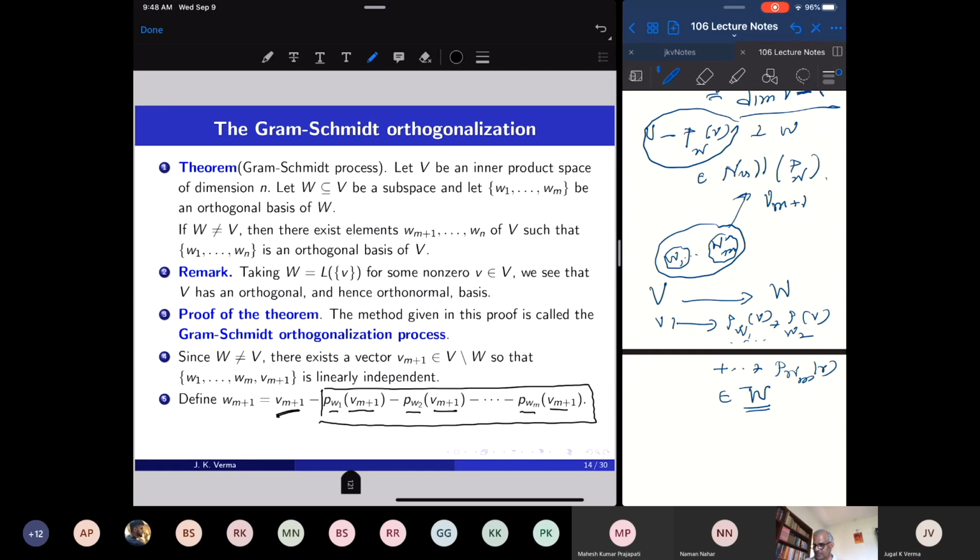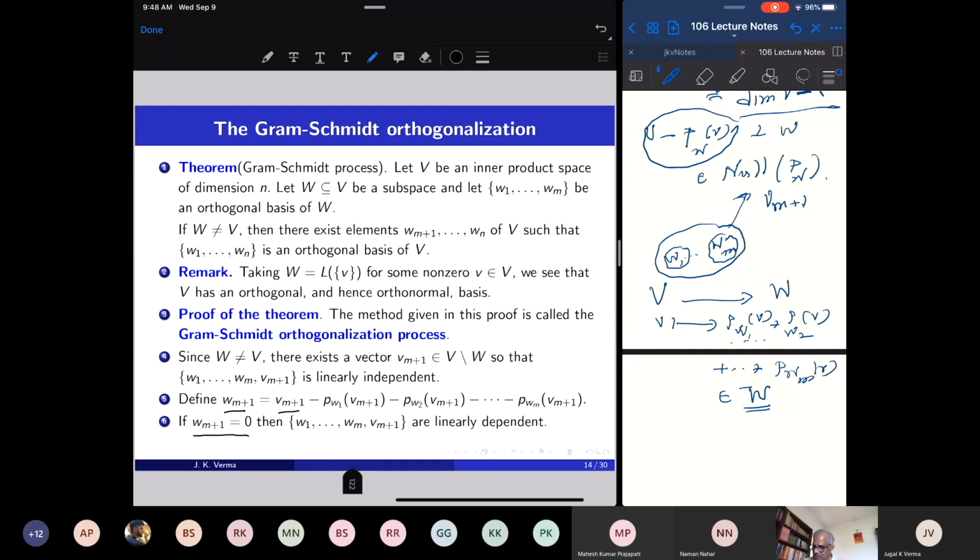Okay, subtract from Vm plus 1. Now this vector, let us see. Suppose this Wm plus 1, after I subtract the projections in each of the directions, is 0. That means Vm plus 1 is a linear combination of W1, W2, up to Wm, but that would say that Vm plus 1 is in the subspace W, but this is not correct.